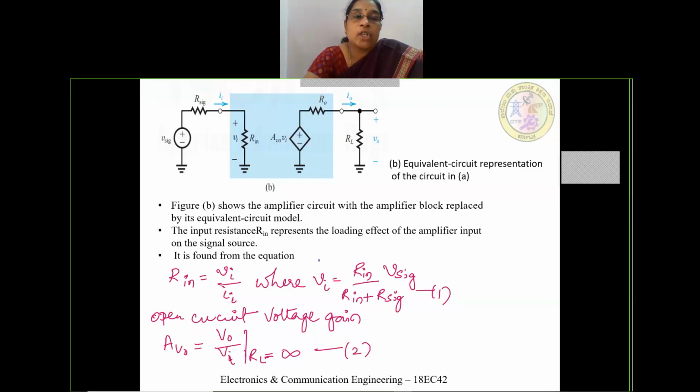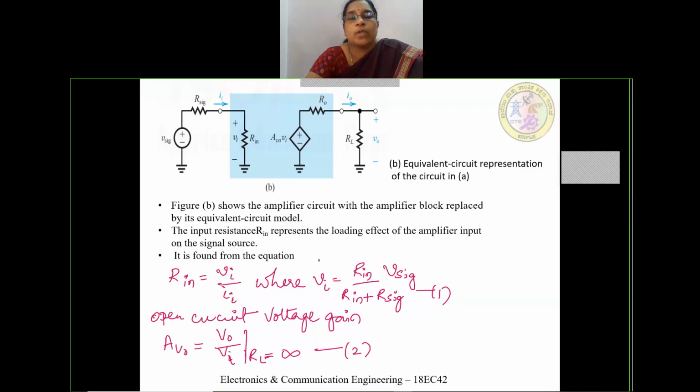But what is the definition of Vi? In the previous slide, we stated that Vi is nothing but the portion of the V signal that appears at the input. What is that portion? It is equal to R in by R in plus R signal into V signal. So the meaning of the proportion is given by this resistor ratio. It is just like a scaling of the V signal.